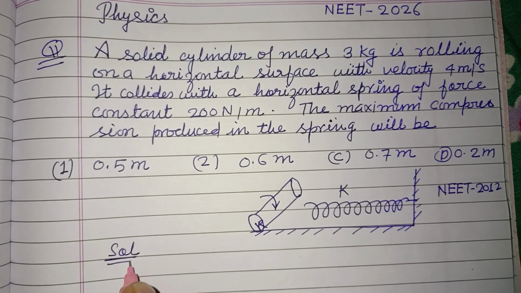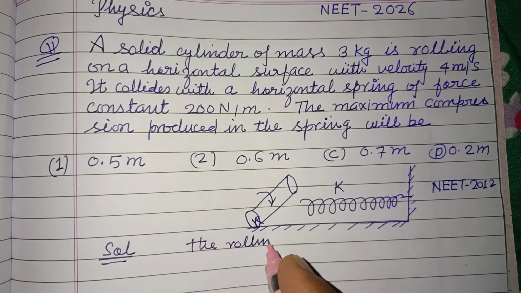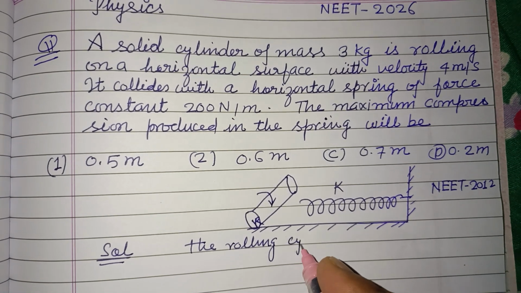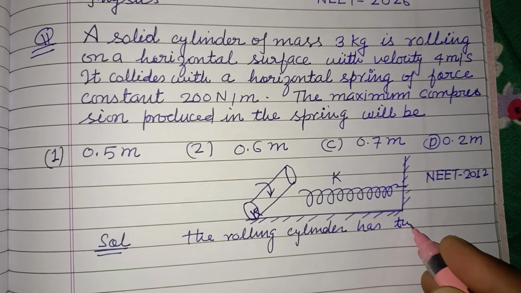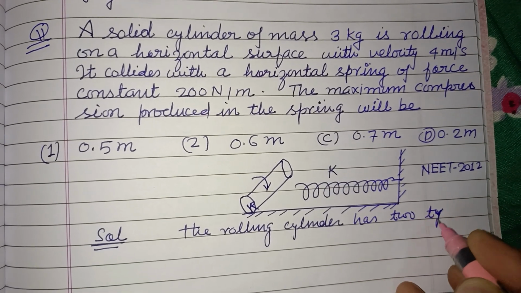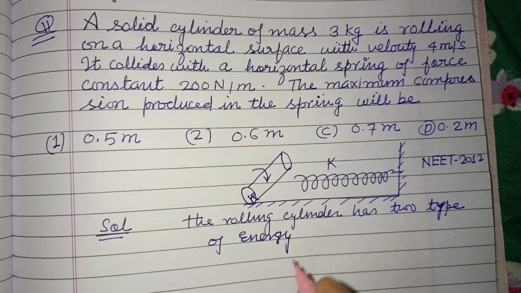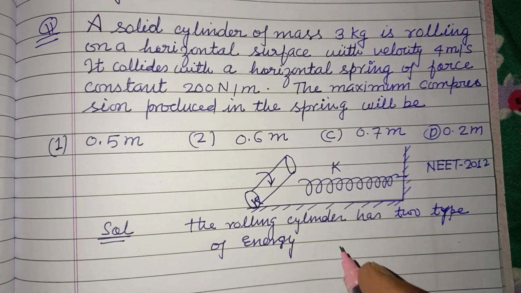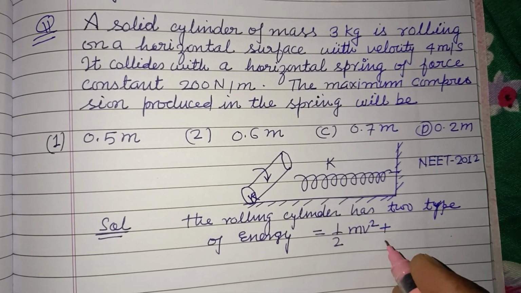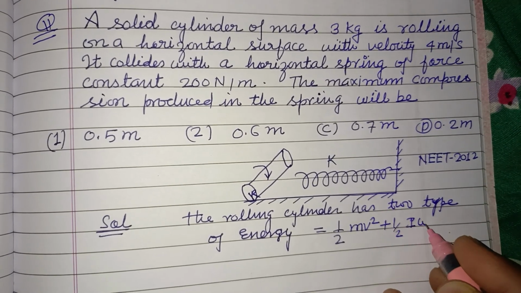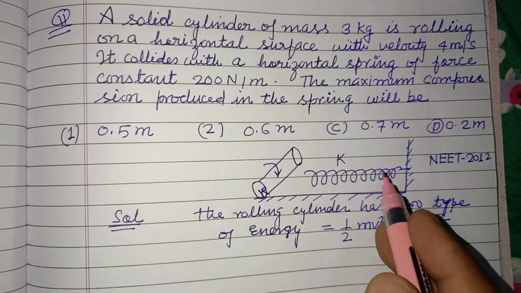So student, the rolling cylinder has two types of energy while coming toward the spring. Its energy is half mv square translational energy, and half I omega square rotational energy, and this energy is transferred to the spring.